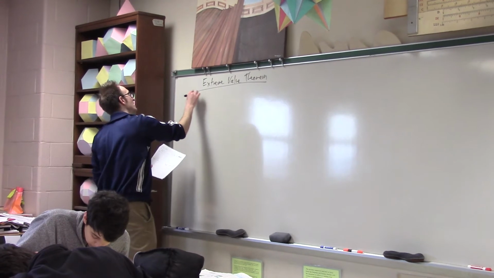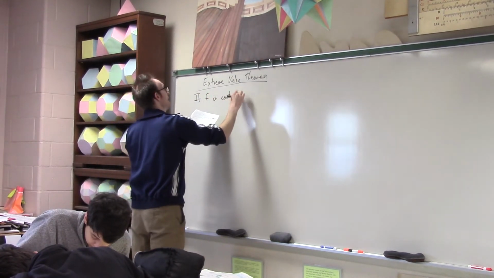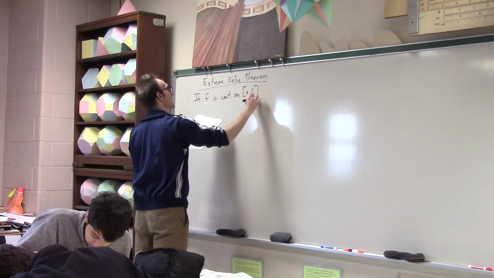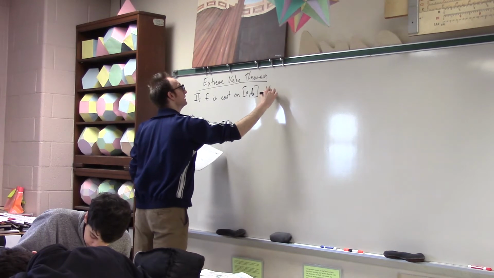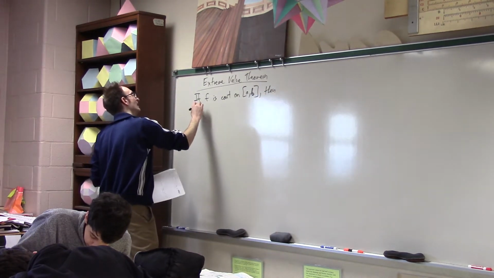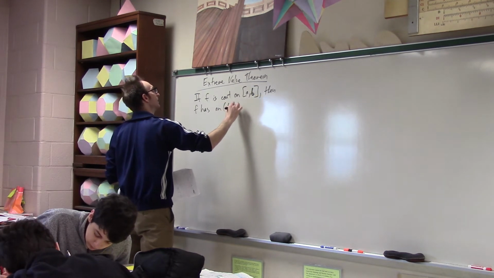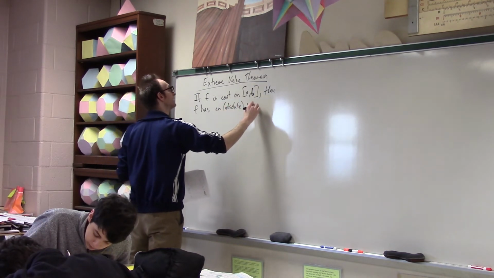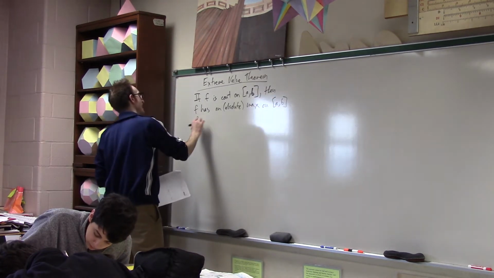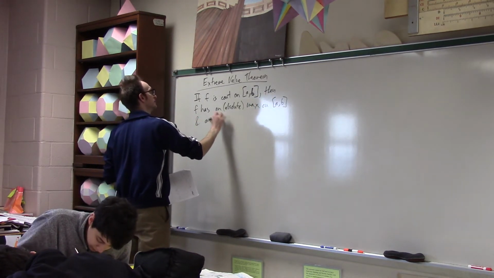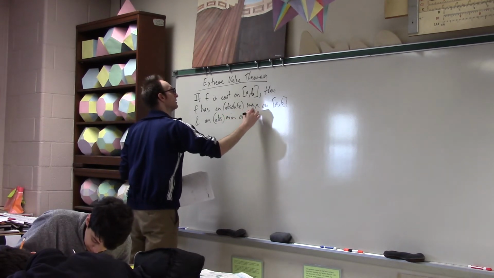I'll write this down. If f is continuous on the closed interval AB, then f has an absolute max on AB and an absolute min on AB. Okay.